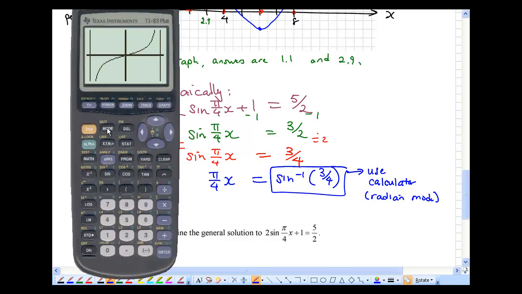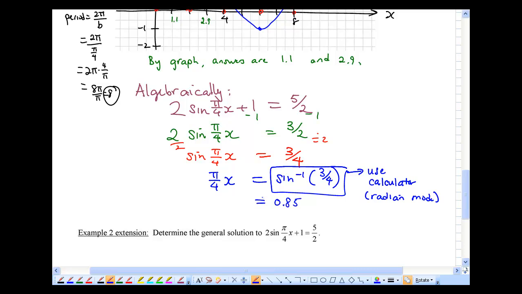Okay. Bring out the calculator. Make sure I'm in radian mode. Inverse sine of 3 over 4. That equals 0.848. I'm just going to round this to 0.85. Is that the only answer, dear friends? Nope. Because once again, sine is positive in quadrants 1 and 2. 0.85 radians is in the first quadrant.